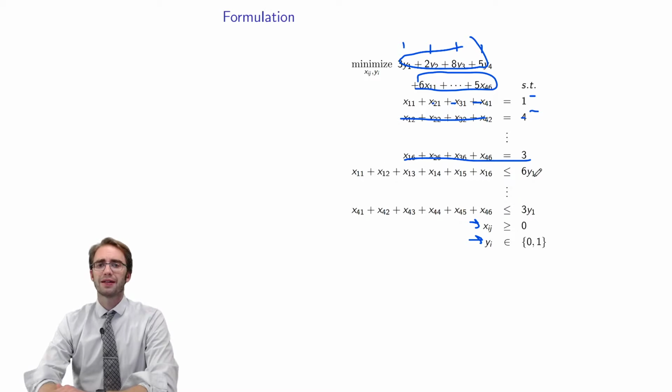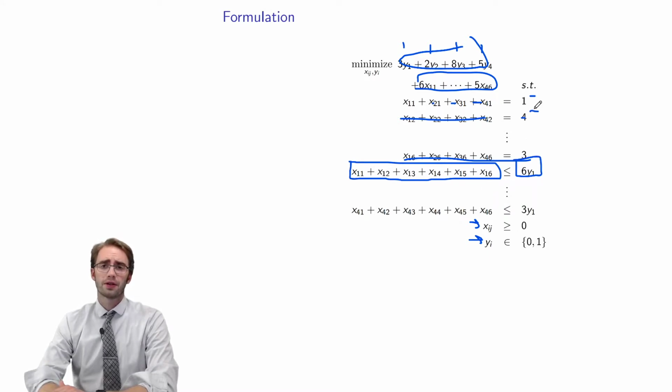And so how would you write that? What I would do here is look at this constraint. That says 1, 1 plus 1, 2 plus 1, 3 plus 1, 4 plus 1, 5 plus 1, 6. That's all the stuff that is leaving the first facility, going to these 6 customers. And I said that's less than or equal to 6 times y1.